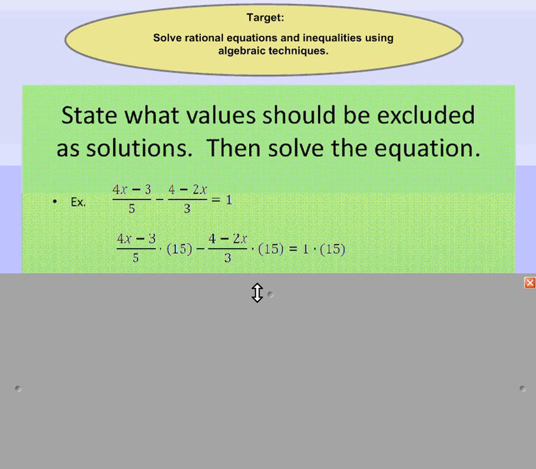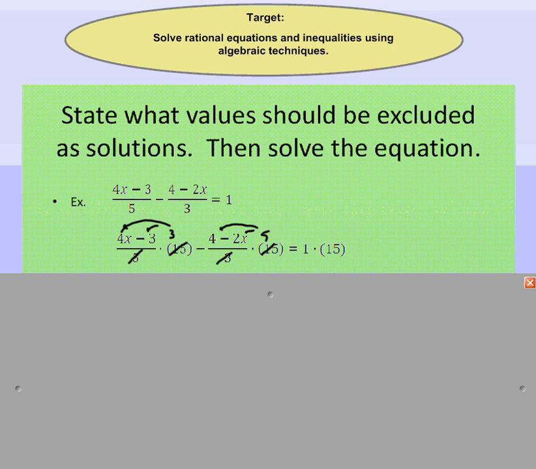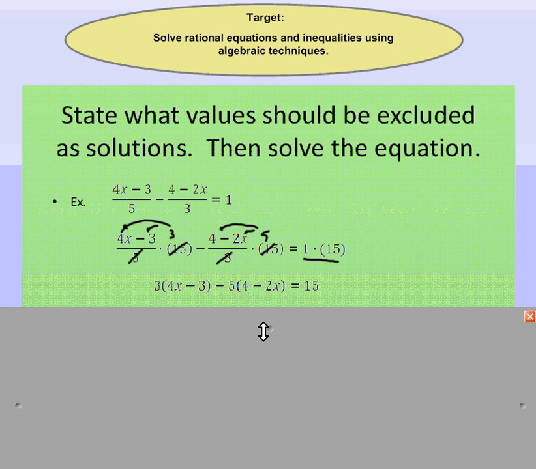When we multiply each term by 15, 5 goes into 15 3 times. 3 goes into 15 5 times. That 3 is going to be distributed. That 5 is going to get distributed. And now it's just 15 times 1. Multiplying by the least common denominator allows us to eliminate all the fractions. And now we no longer have fractions to work with.